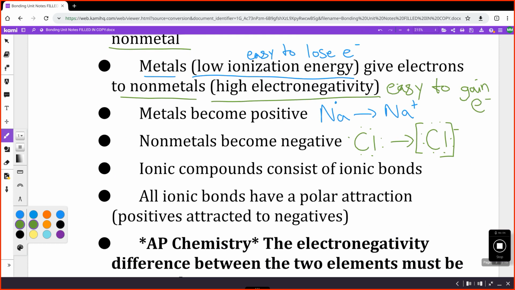This is an attraction. Here we go. This is an attraction called a polar attraction. So once this exchange occurs, once this exchange of the sodium giving an electron away to the chlorine occurs, the positive and negatives are then attracted, just like two parts of a magnet, and they stick together, and that's called an ionic bond.